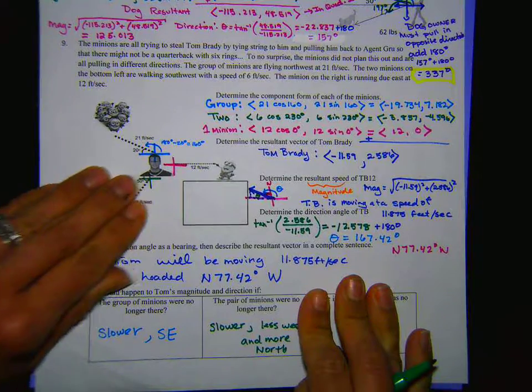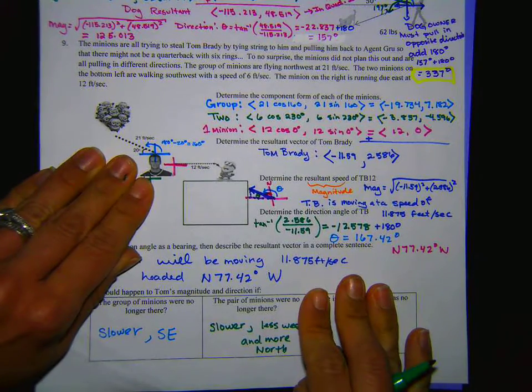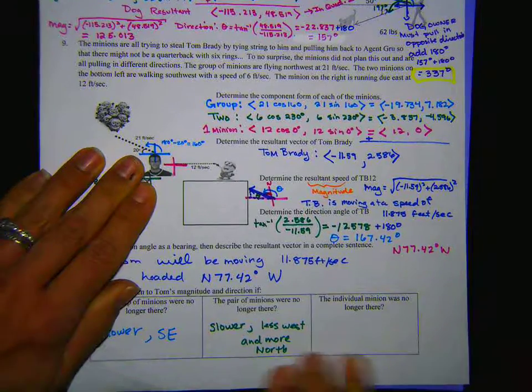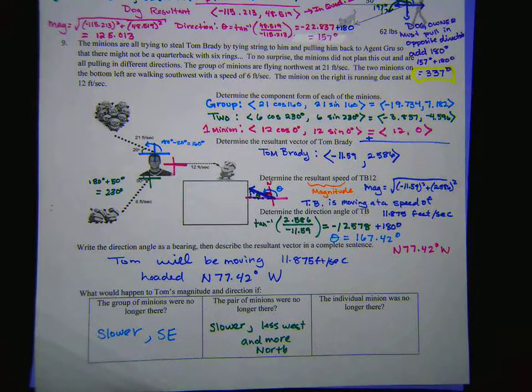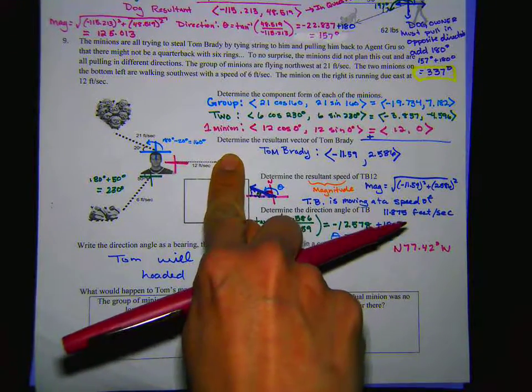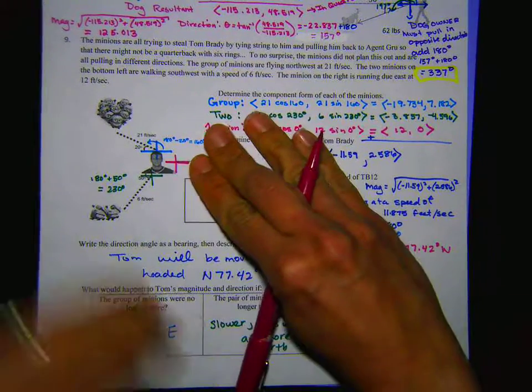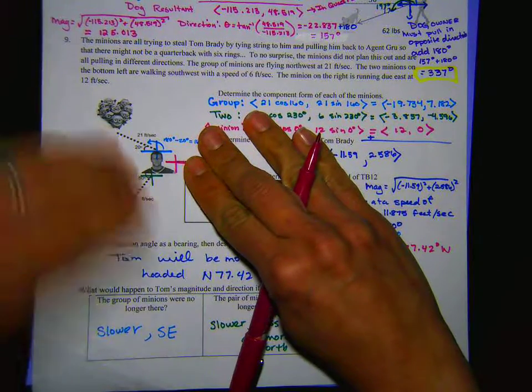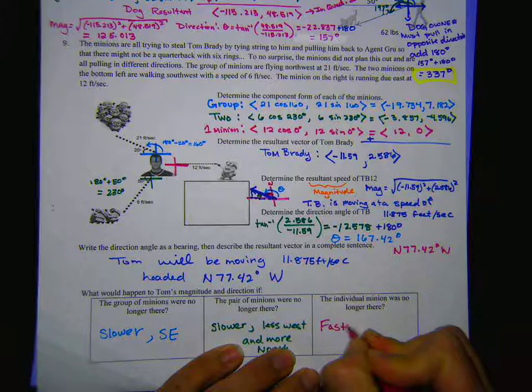And then what if I take away just the single guy up here that only had a horizontal component? This guy was resisting these 2 other vectors. So now Tom will be moving faster and more west. There's no vertical change that's going to happen. I hope this was helpful.